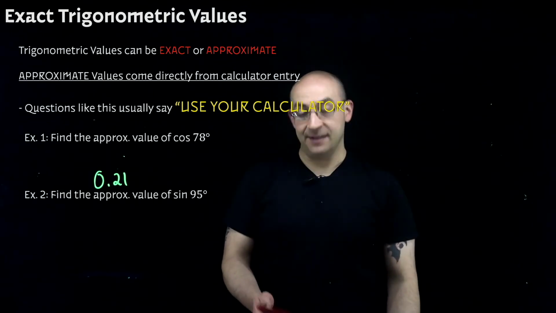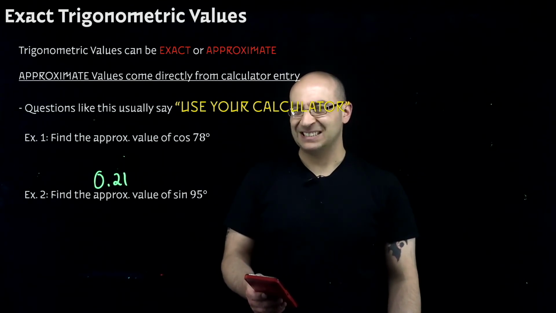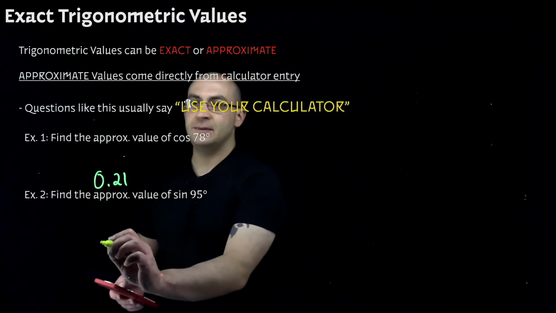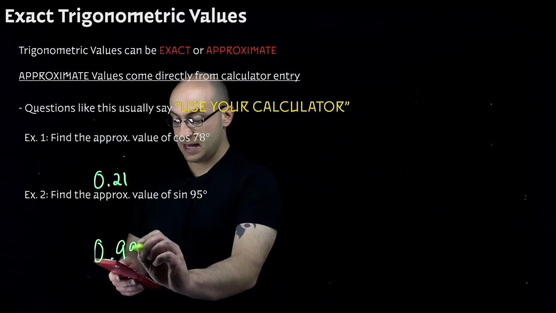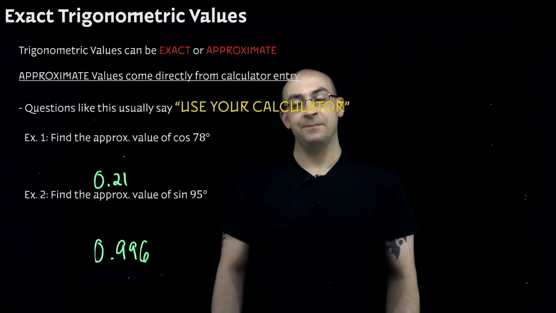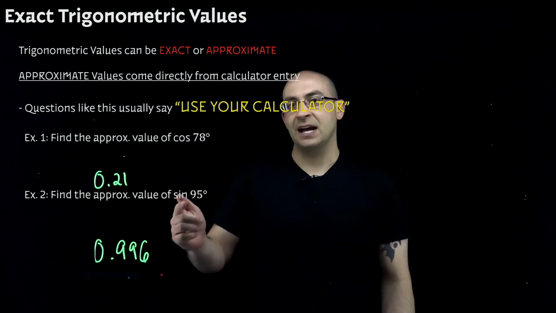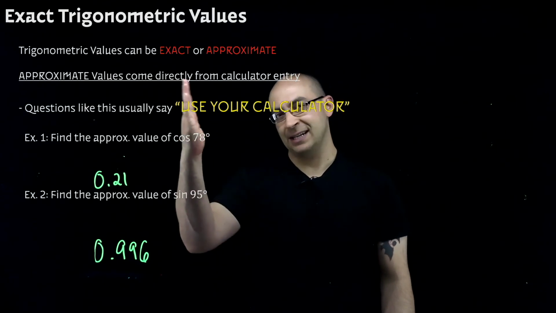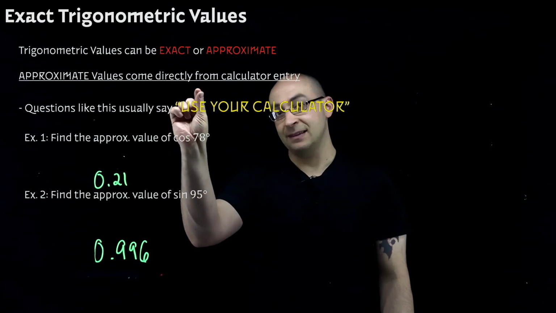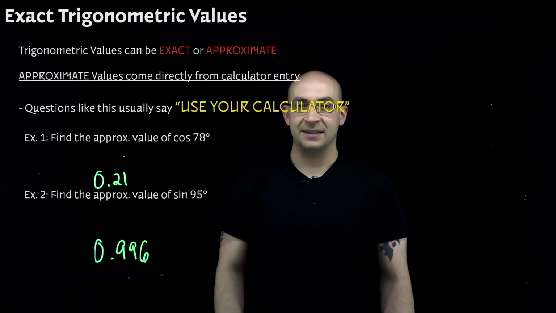Sine of 95, if I'm rounding to the hundredths place, we're going to really want to round it to the thousandths place. You'll see why in a second. This is going to be 0.996. Now, why is it so close to 1? Well, sine of 90 degrees is 1. So sine of 95 degrees, which is a little bit past the 90, at an obtuse angle, is going to be less than 1, but not much because it didn't go far down on the circle. So we got 0.996 there.